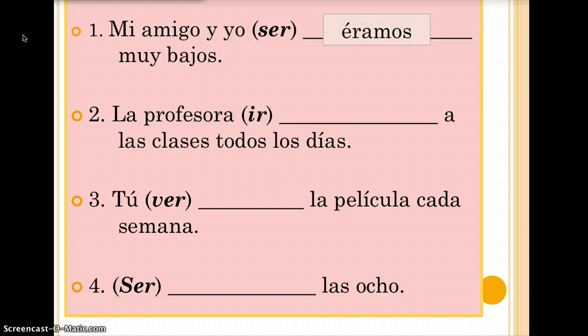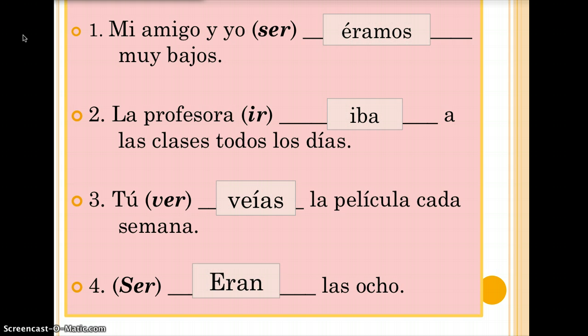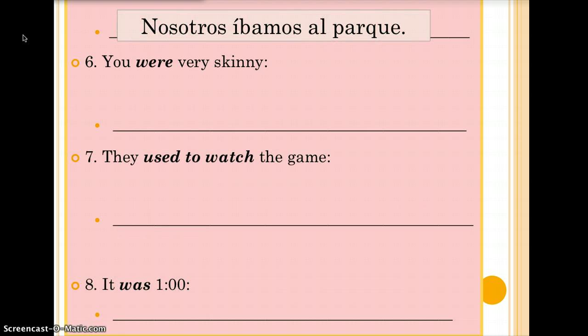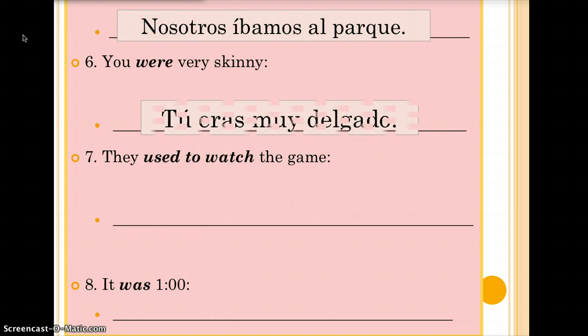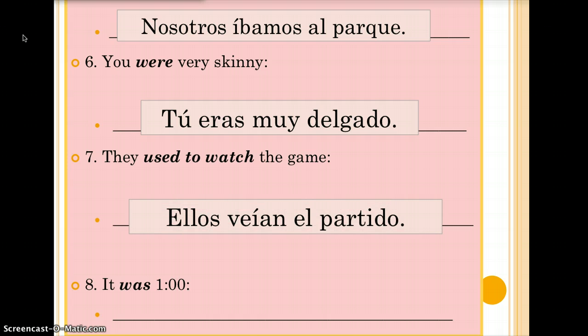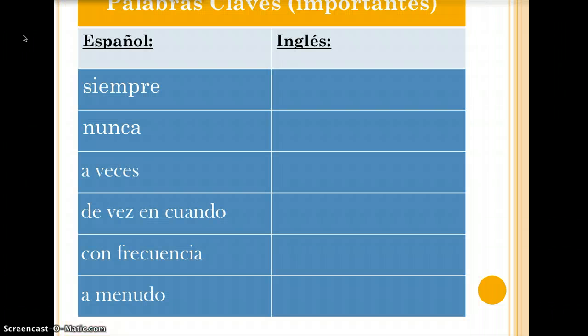You should have éramos, accent, iba, veías, eran. Nosotros íbamos al parque. Tú eras muy delgado. Ellos veían el partido. Era la una. With time, you always use the imperfect, and notice it's era because la una is singular.